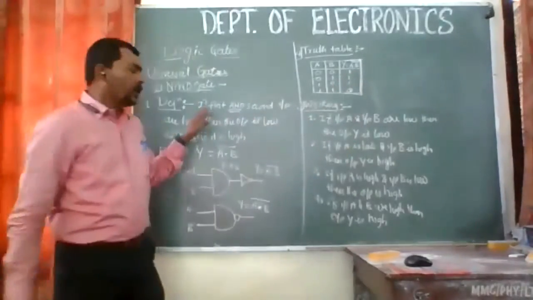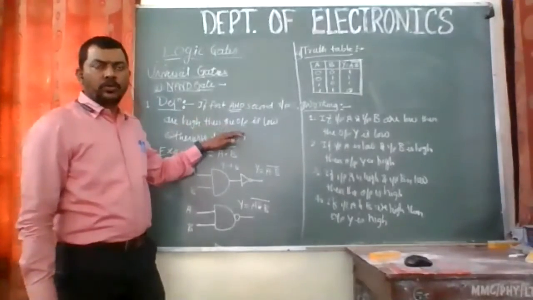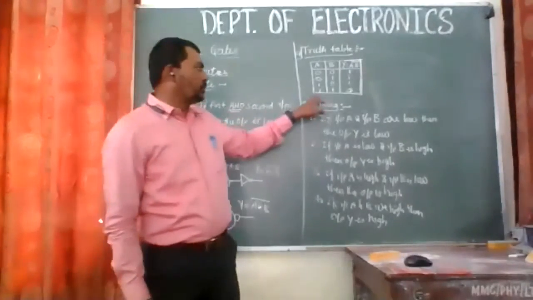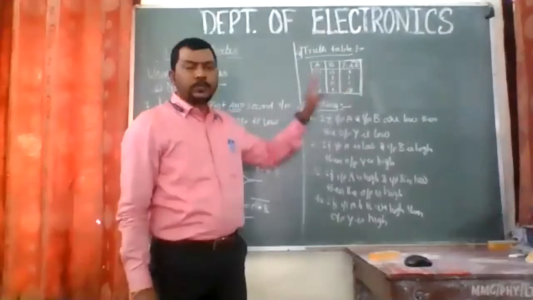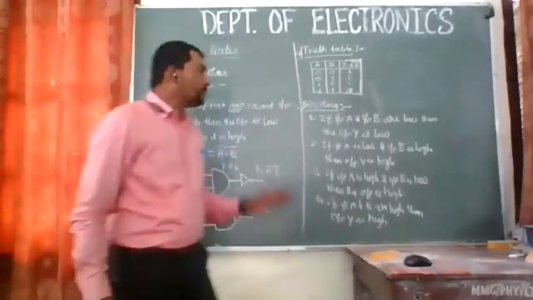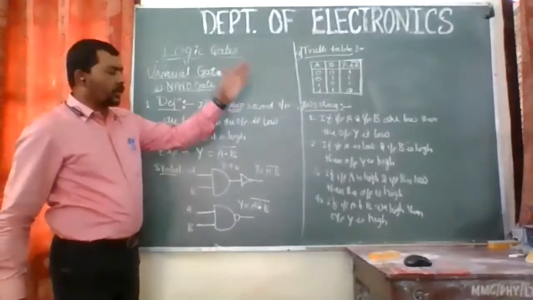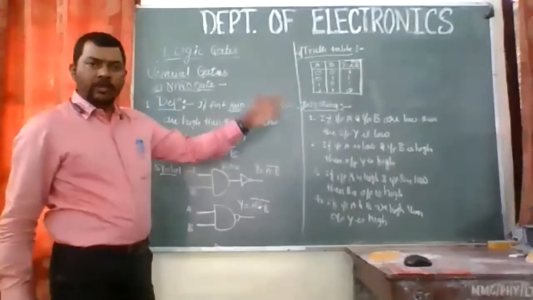So the definition says if both the inputs are high, then the output is low. Otherwise, it is high. So if both the inputs are high, then the output is low. So this is the truth table, and the working you can write like this, whatever we have written.